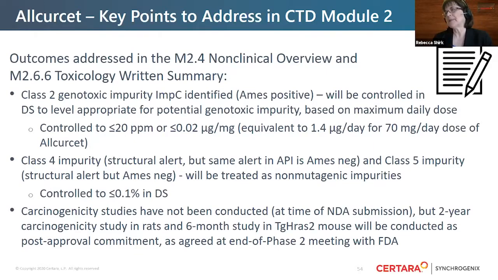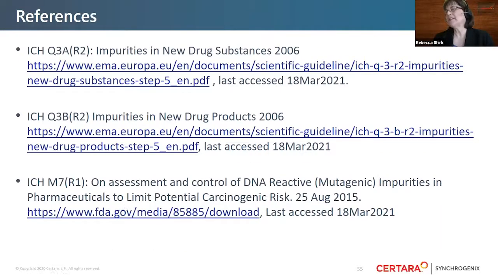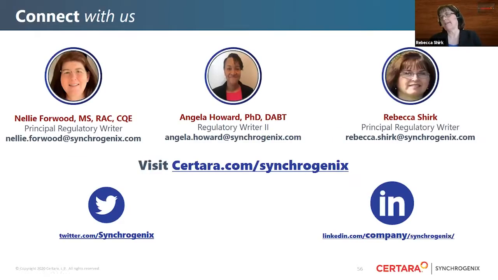Next slide, please. So that's the last of our case studies that we wish to present. Again, the key references, the ICH guidances that are followed in evaluating these impurities, at least in the case studies, were ICH Q3A for drug substance, Q3B for drug products, and ICH M7 for mutagenic impurities. And that brings us to the conclusion of our presentation. We can now open the floor for questions.